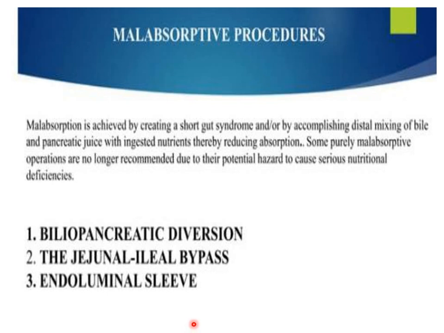Malabsorptive procedure. As I told you before, this depends on bypassing a part of the small intestine, making the absorption of fat, and especially glucose, a little bit lower than the normal way. So what are the types? The biliopancreatic diversion, which is done for patients whose body mass index is more than 60, and also the jejunoileal bypass. This is very old fashioned, done in 1955. And the endoluminal sleeve. I'll talk about them briefly, but they are not the common ones.